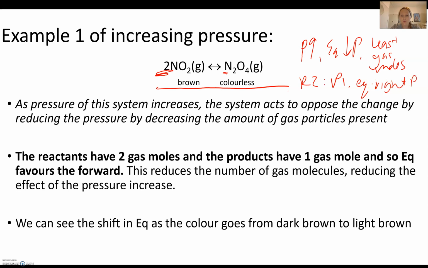Hopefully that makes sense, and you can see I've answered this here. If pressure is increased, the system will act to oppose this by reducing the pressure by moving to the side with the least gas particles. Reactants have 2 gas moles, products have 1, so the equilibrium will favour the forward reaction. Because these two have colours, you could get asked what would happen to the colour of this equilibrium. Well, because you're making more colourless product, the solution would become less brown. I hope that makes sense.